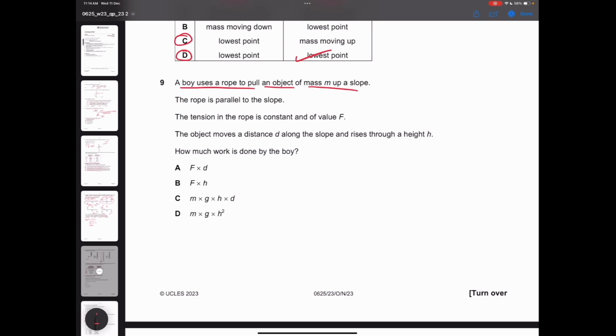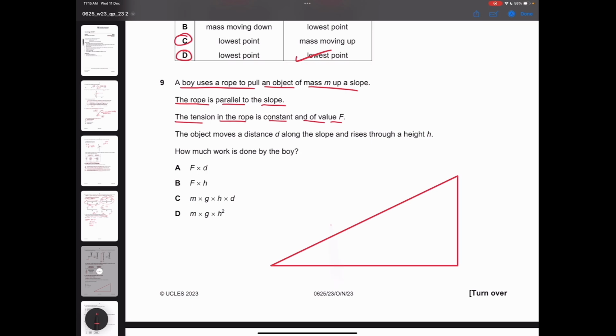Now a boy uses a rope to pull an object up a slope. So let's say this is your slope. Look at the triangle here. I'm an artist. The rope is parallel to the slope. The tension in the rope is constant and the value of force is F. Alright. And it is parallel. So let's say F is what you're applying parallel. The object moves a distance D. So the object is moving this distance D. Height is H. They're asking you what is the work done.